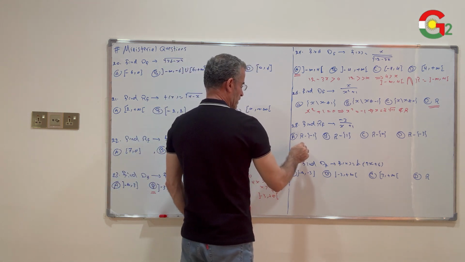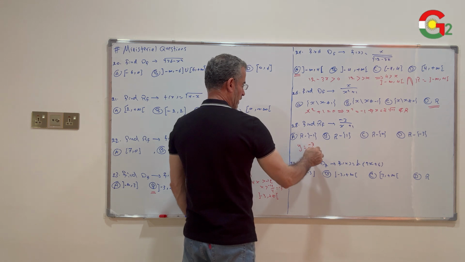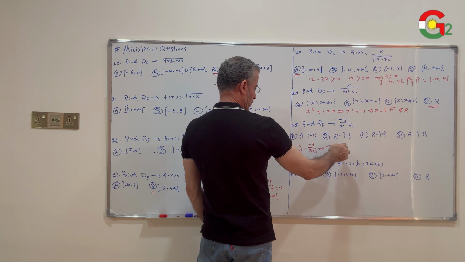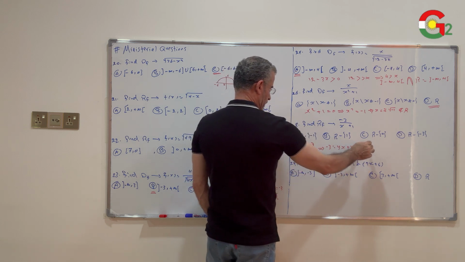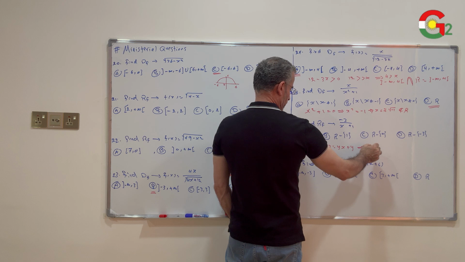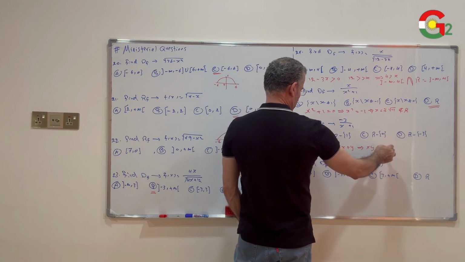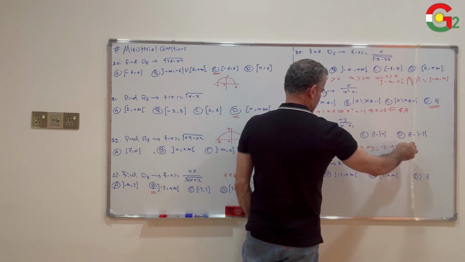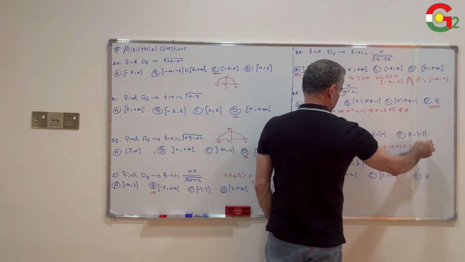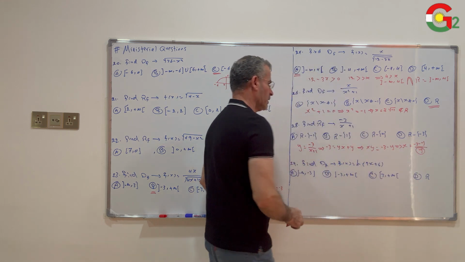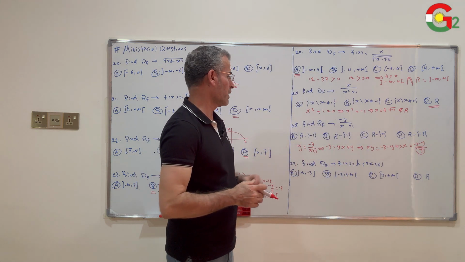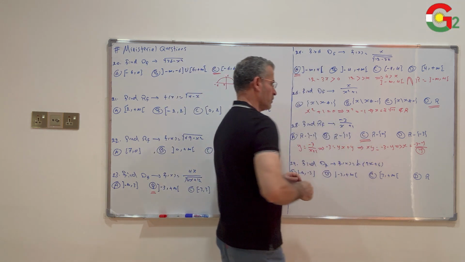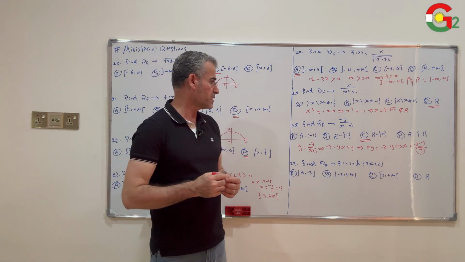To find the range, set y equal to negative 3 over x plus 1, solve for x. Negative 3 equals yx plus y, then yx equals negative 3 minus y, then x equals negative 3 minus y over y. Since y is in the denominator, y should not be 0, because that makes x undefined. Then the right choice is all real numbers except 0.